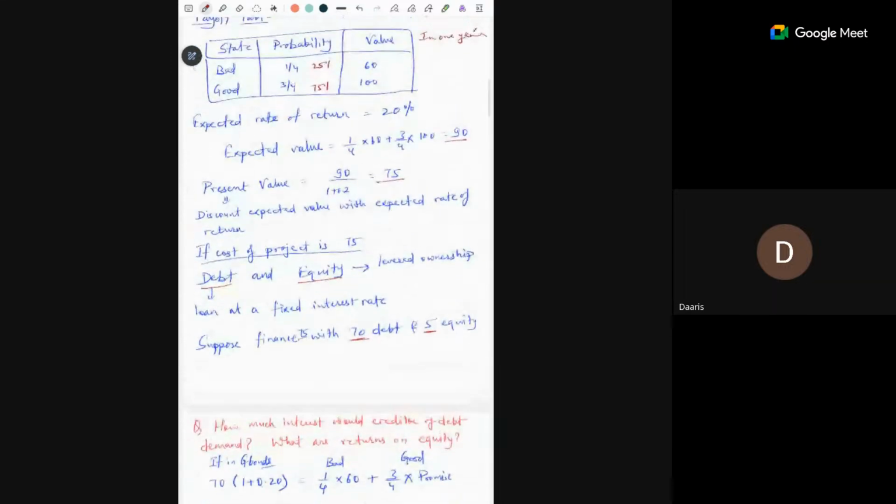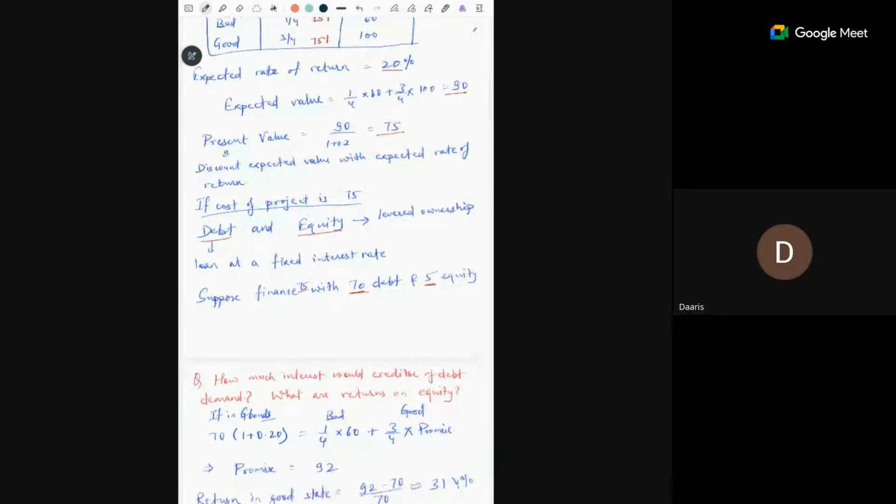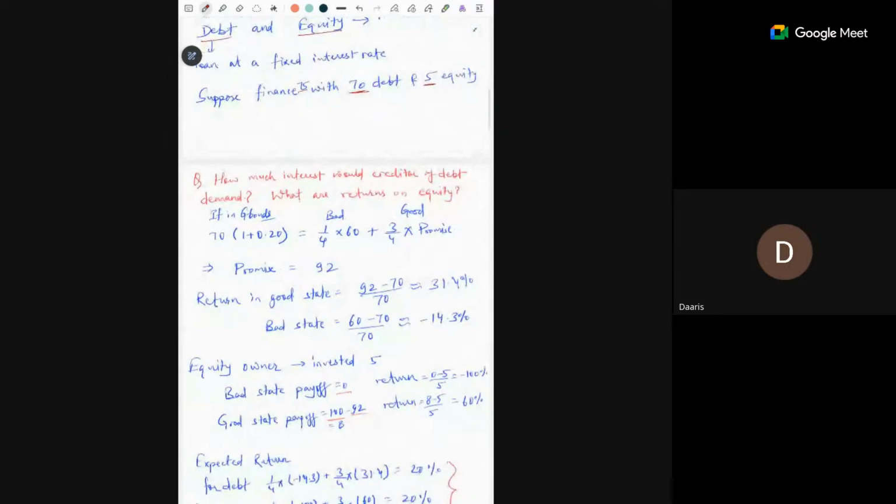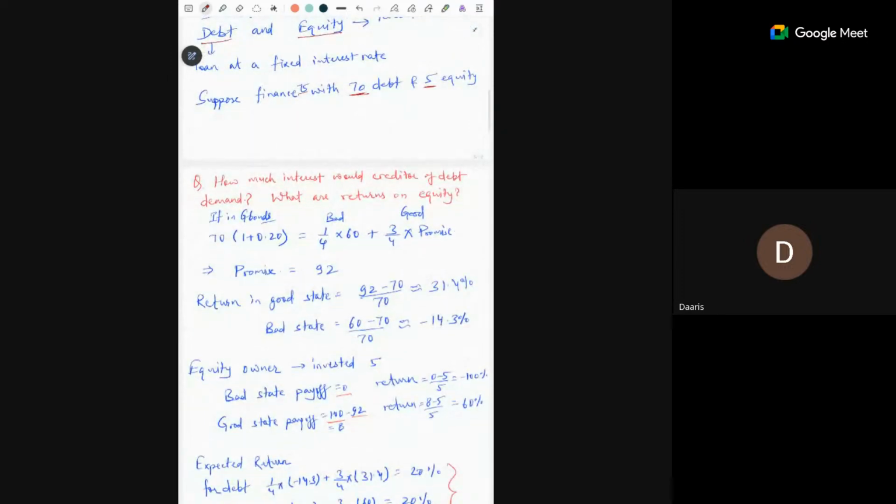And it is said the expected rate of return is 20%. That means this is the safe rate of return which we are considering. So if the debt creditor has invested in the safe assets or the government bonds, then he would have received 20% on that. But he decided to invest in this project, and how much should he charge?